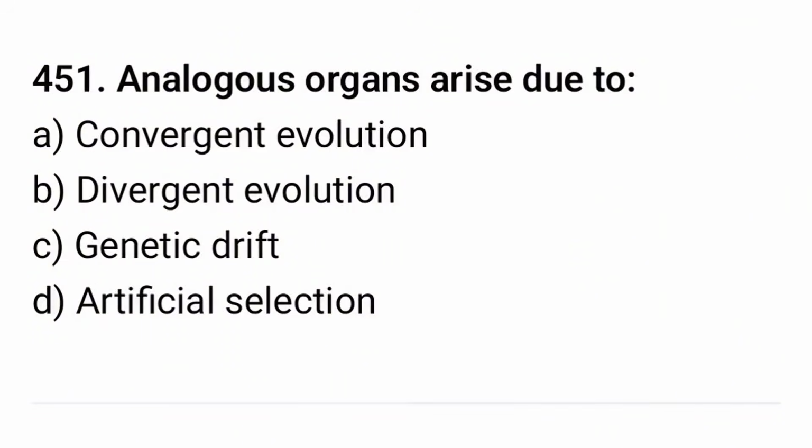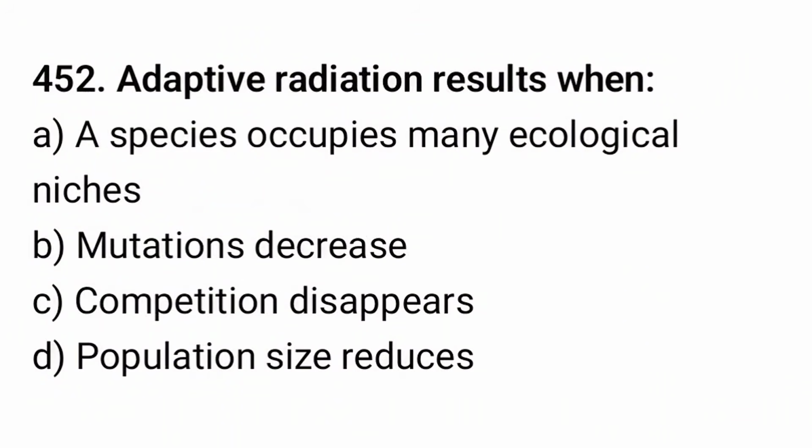Question 451. Analogous organs arise due to. Right answer is option A, convergent evolution. Question 452. Adaptive radiation results when. Right answer is option A. A species occupies many ecological niches.